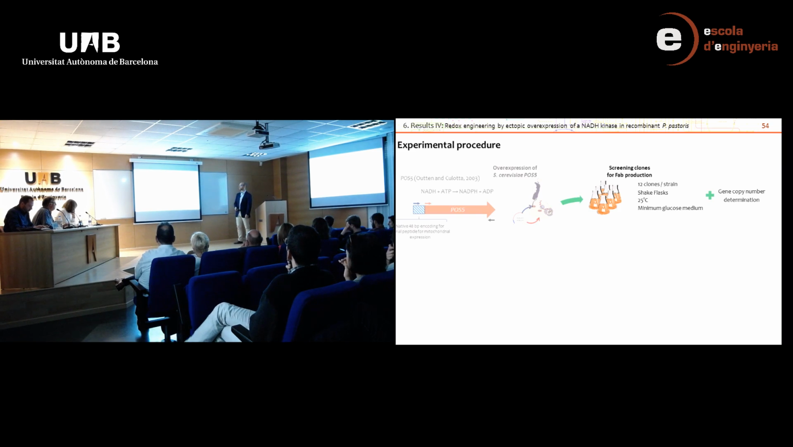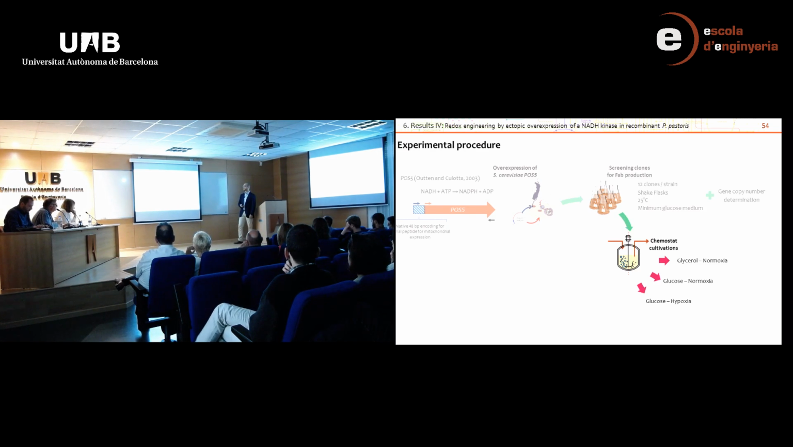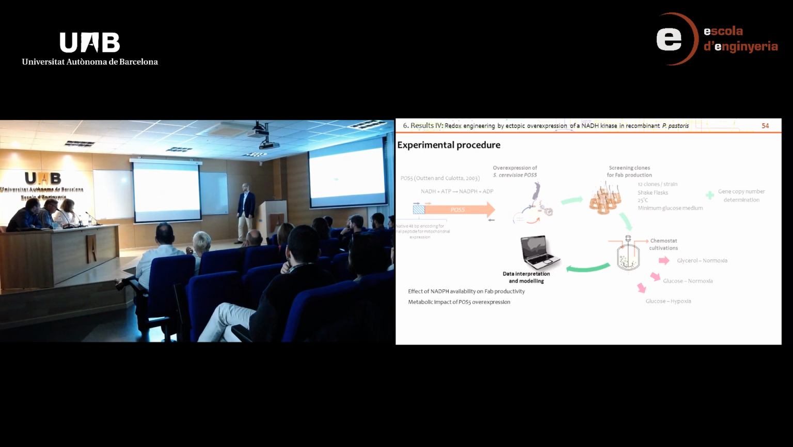So with this, we screened the generated clones and analyzed their gene copy number, and then performed some chemostat cultivations in different conditions, that is using glycerol, glucose, and glucose in hypoxic conditions. Finally, we use the model in order to interpret the resulting physiological profile.